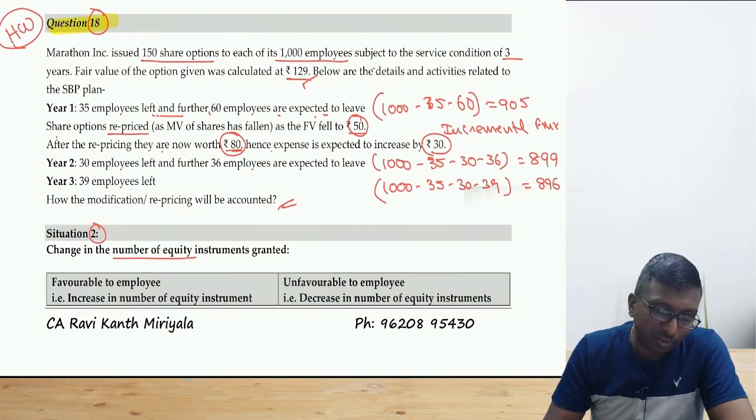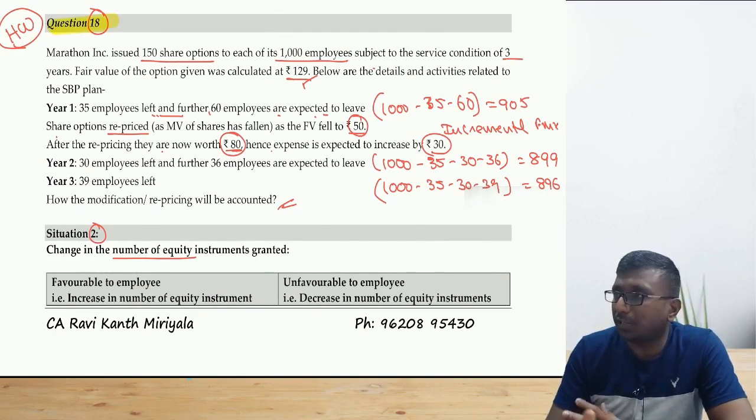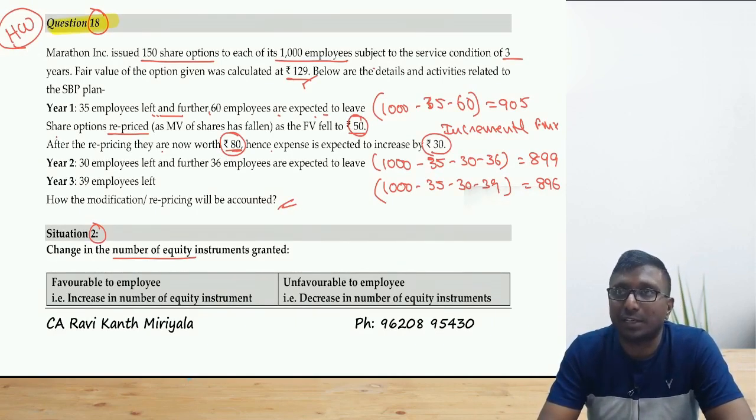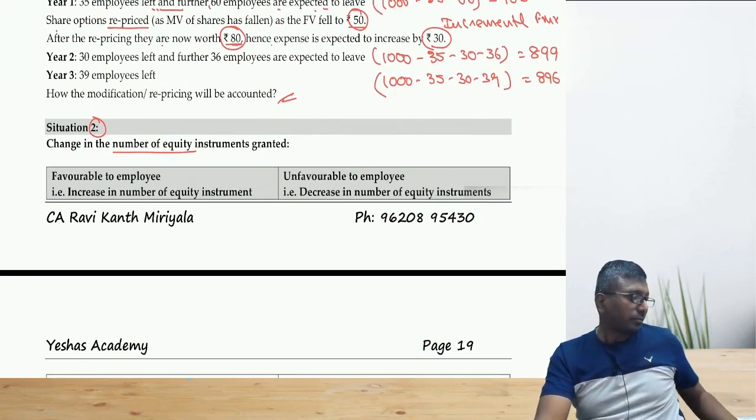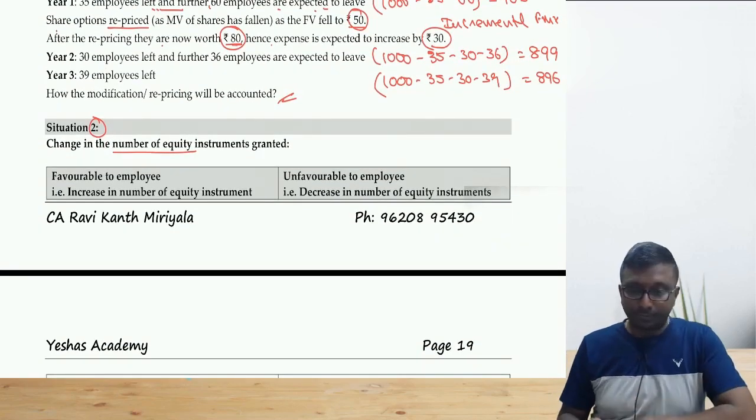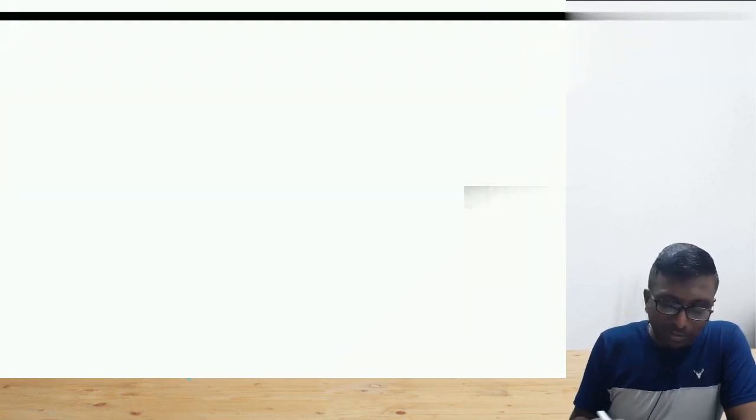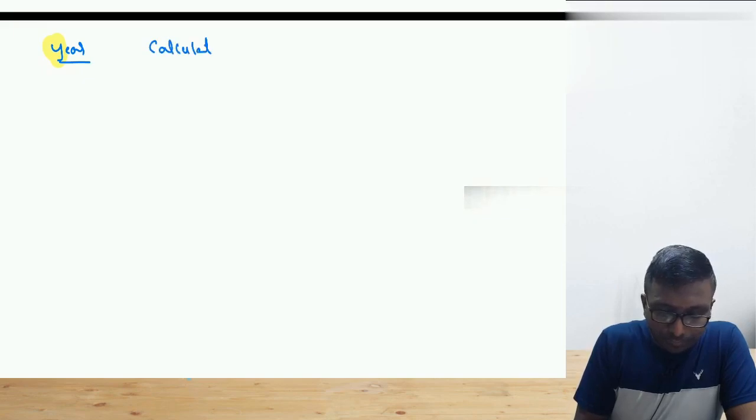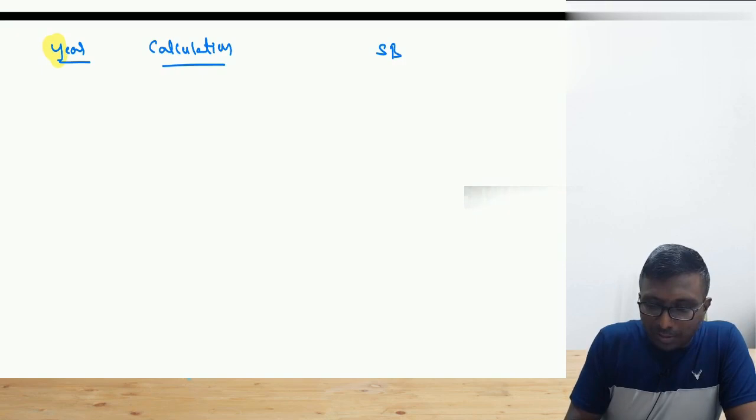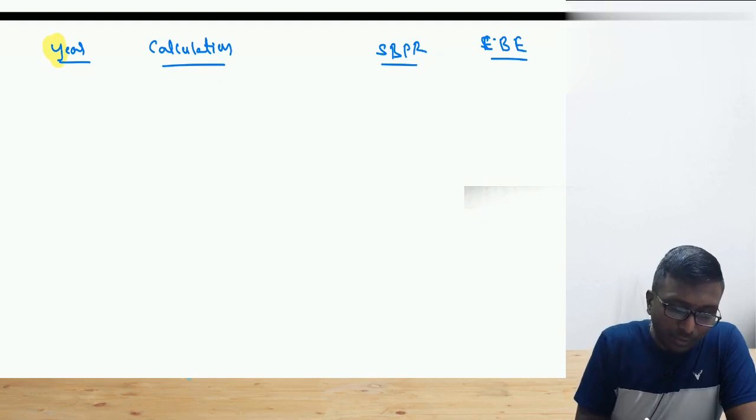This happened at the end of the first year, no? I mean, at the end of the first year or at the beginning of the next year, it doesn't matter exactly. Right? Will you be able to do it now? Do it. So, you must have done the sum year calculation directly. SBPR, employee benefit expense. Yeah, year 1.